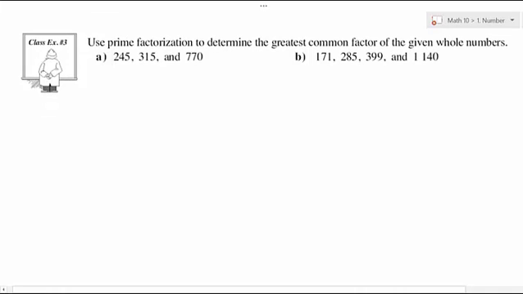Now I want you to try to take these three numbers, whether it's 245, 315, and 770, or these four numbers here, 171, 285, 399, and 1140. I want you to find the prime factorization, and then I need you to find the greatest common factor for each. Try that. Press pause now.